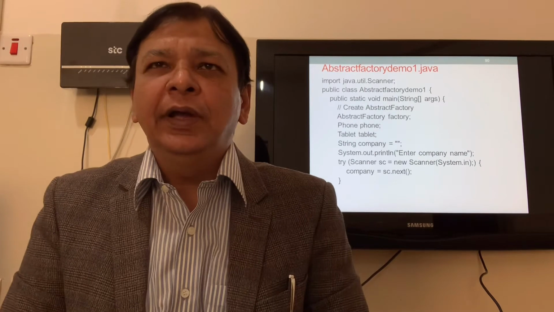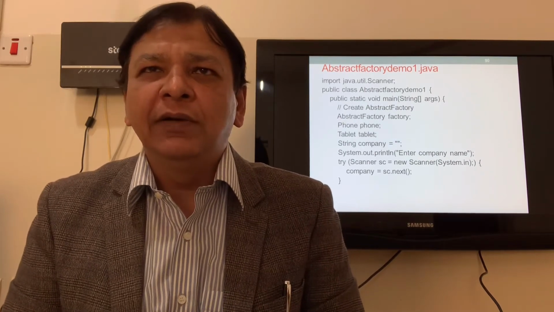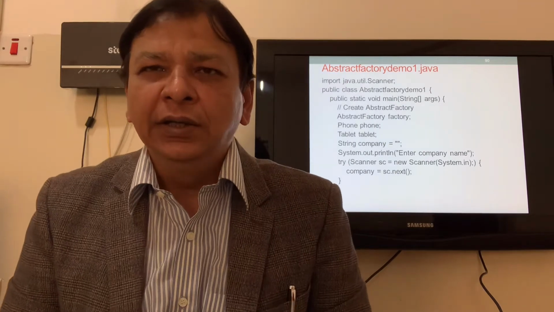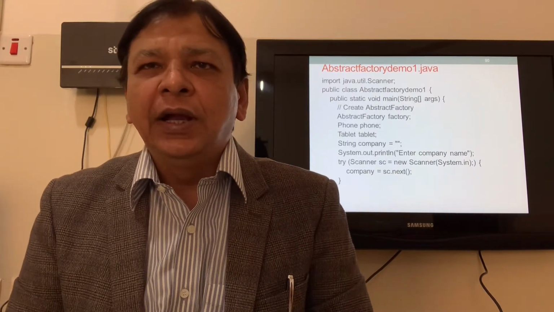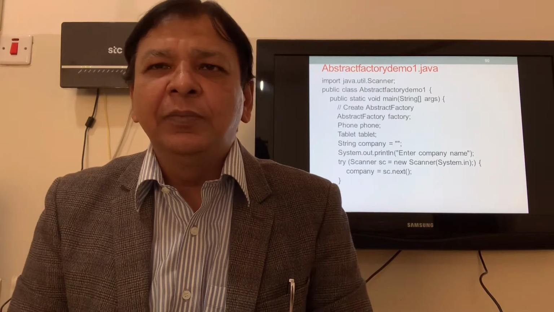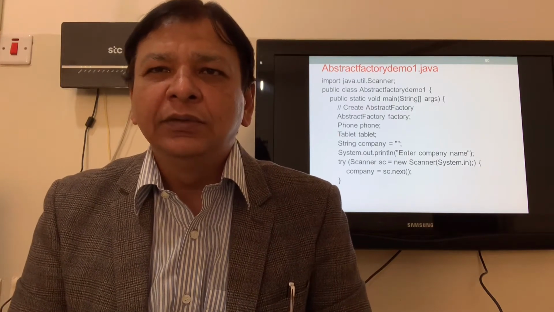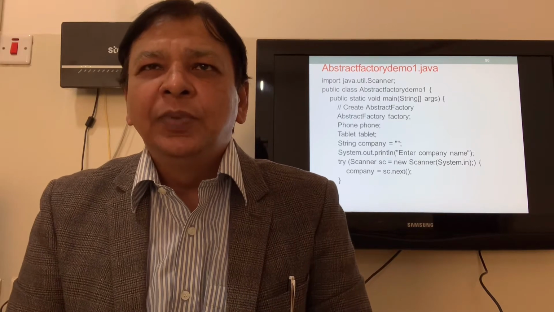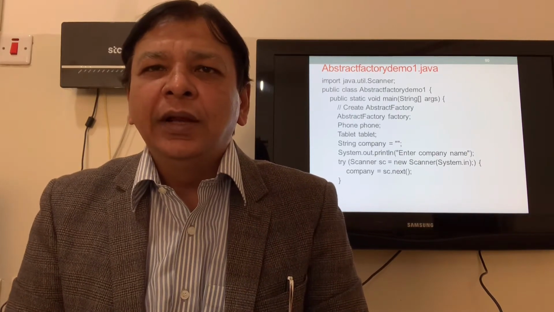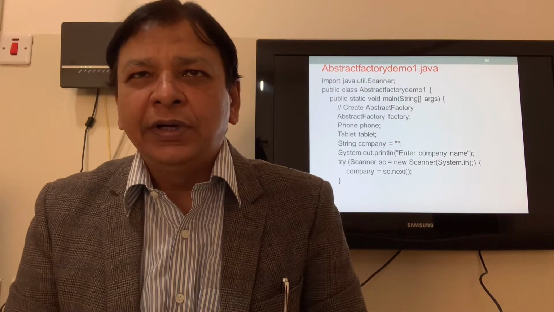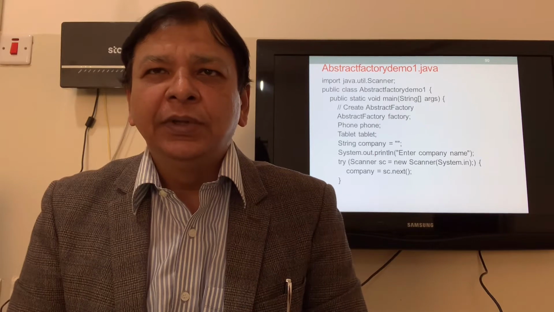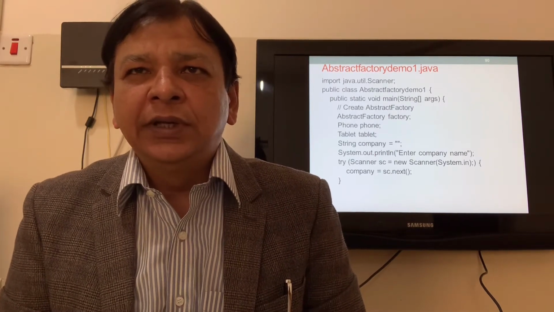Then you have AbstractFactoryDemo1.java, the main. We include the import java.util.Scanner, the utility package and the Scanner. Instead, we are using InputStreamReader and BufferedReader, import java.io.*. So public static void main, String args, and then AbstractFactory, the factory object, phone object, tablet object. So string, this is the data.